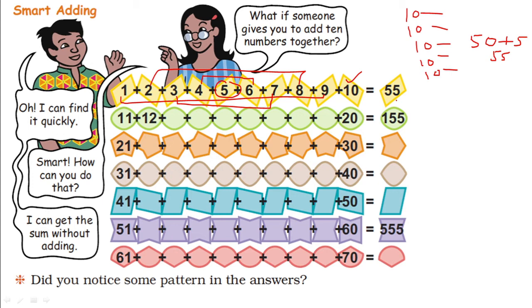Okay. Now the sum of 11 plus 12 plus 13 plus 14 plus 15 plus 16 plus 17 plus 18 plus 19 plus 20 is 155. What are you observing? At unit place 5, at tens place 5, at unit place 5, at tens place 5. Okay, so how do we get this?